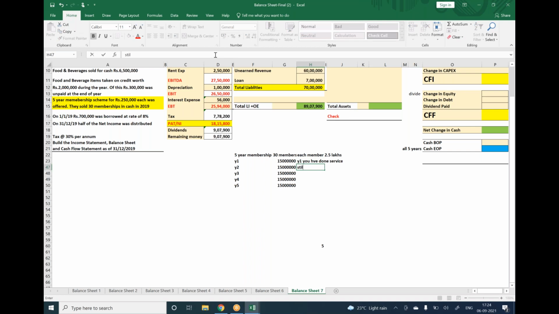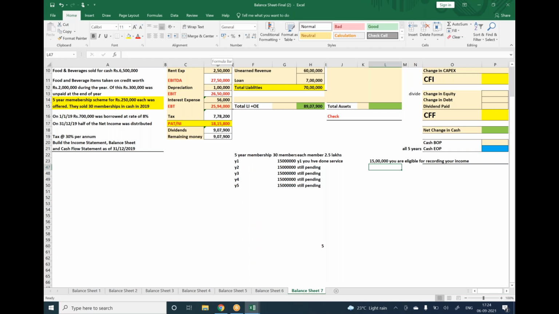Still pending, still pending, still pending. Only year 1 you have done. So how much have you earned out of 75 lakhs? Only 15 lakhs. You are eligible for recording that as your income, because for the remaining you have not at all given them service.